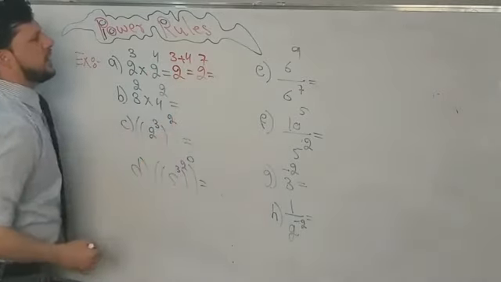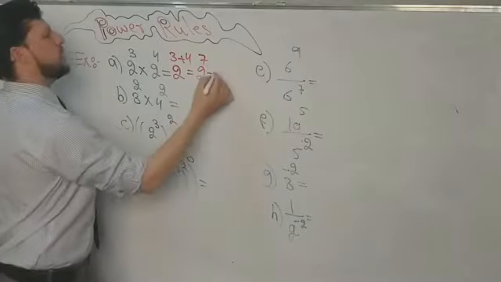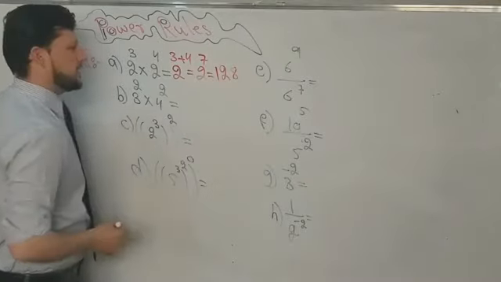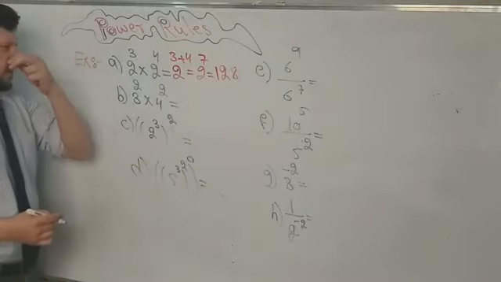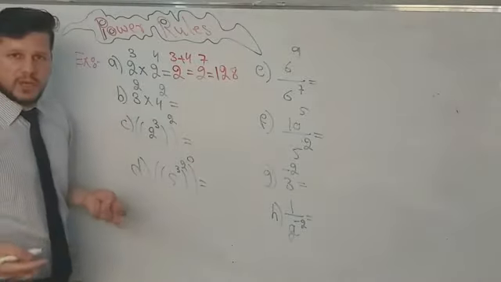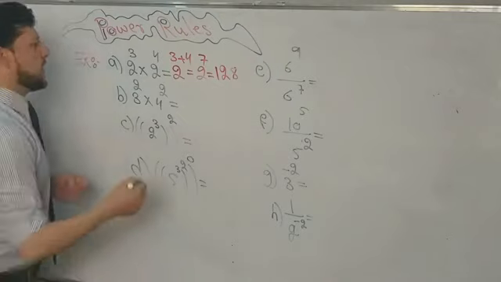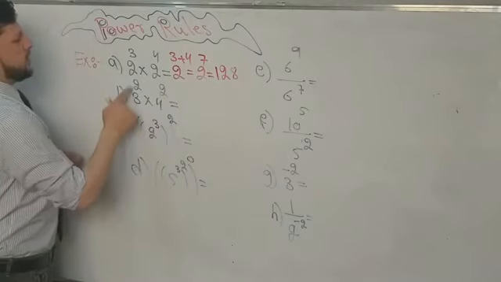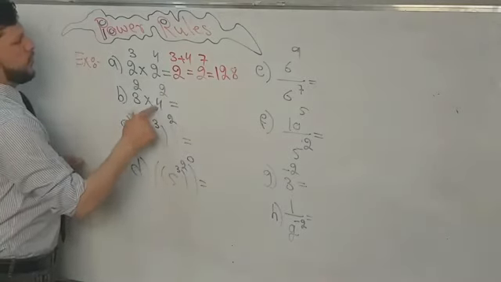If you simplify it, it will be equal to 128. 2 to the power of 7 means how many 2s you have? You have seven 2s.